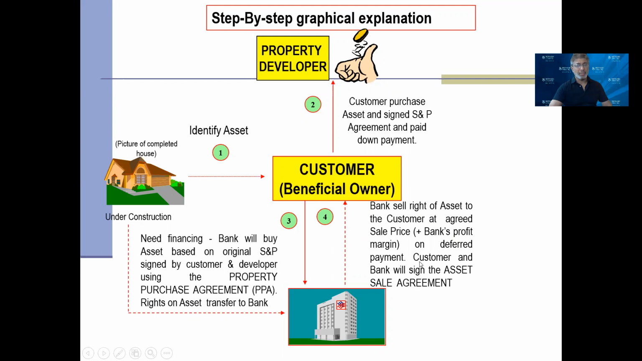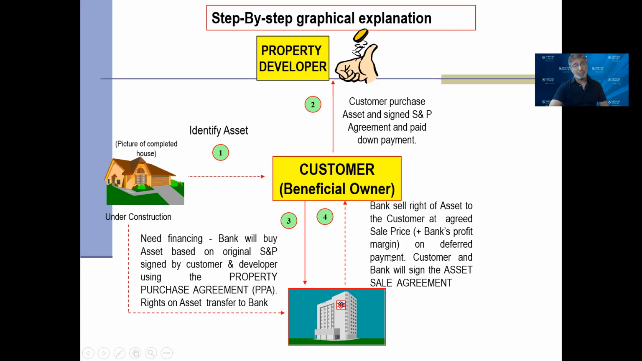on deferred payments. So if it is 20 years, they will make it for 240 months, and they will tell you what you are going to do under those 240 months and how much you will pay. So this will be a deferred agreement. Customer and the bank will sign now an asset sale agreement. So this is the first agreement. Now this is the second agreement. The third agreement is when the bank actually transfers the right of the asset under this asset agreement.